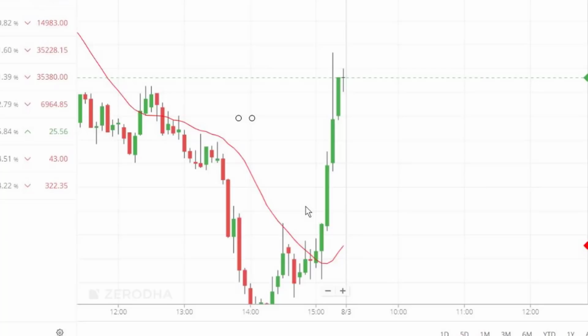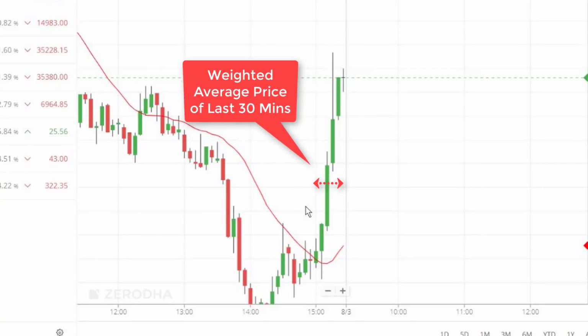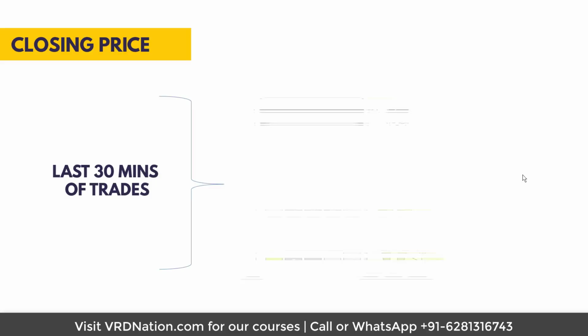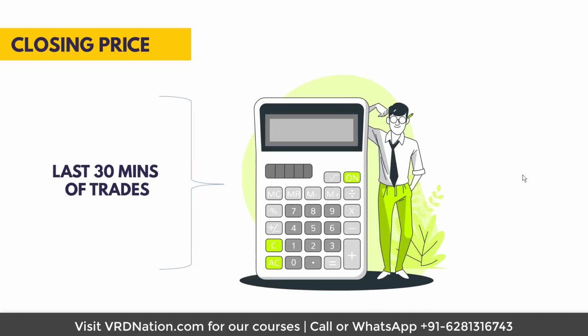So if we again take the example of Jindal Steel and Power, the closing price for this particular stock will be the weighted average price of all the trades that were taken from 3 o'clock all the way up until 3:30. So in other words, for the closing price, the stock exchanges take the last 30 minutes of trades that were conducted from 3 o'clock till 3:30, take all of them, put them in a calculator, and then calculate the closing price based on that.